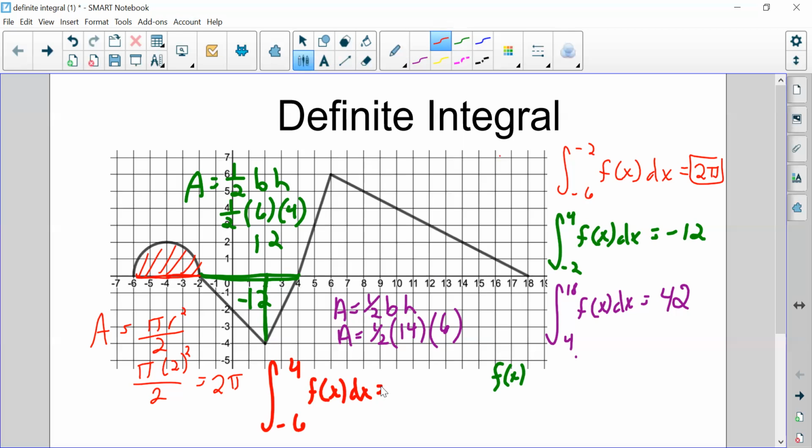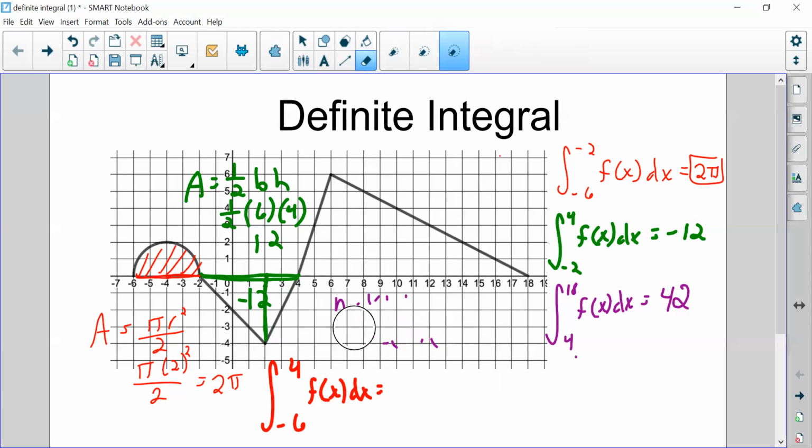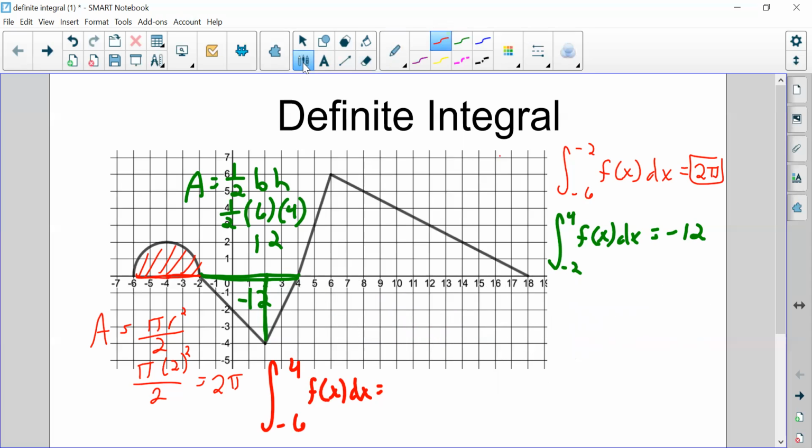2 times 12. So we can use those properties. Remember when they talked about the properties of integrals? One property says I can break this up: I can figure out the integral from -6 to 2, because that's the nice half circle of my function, and then add the integral from 2 to 4, which is a triangle. I can break it up by the shapes, and that is the same as the original.